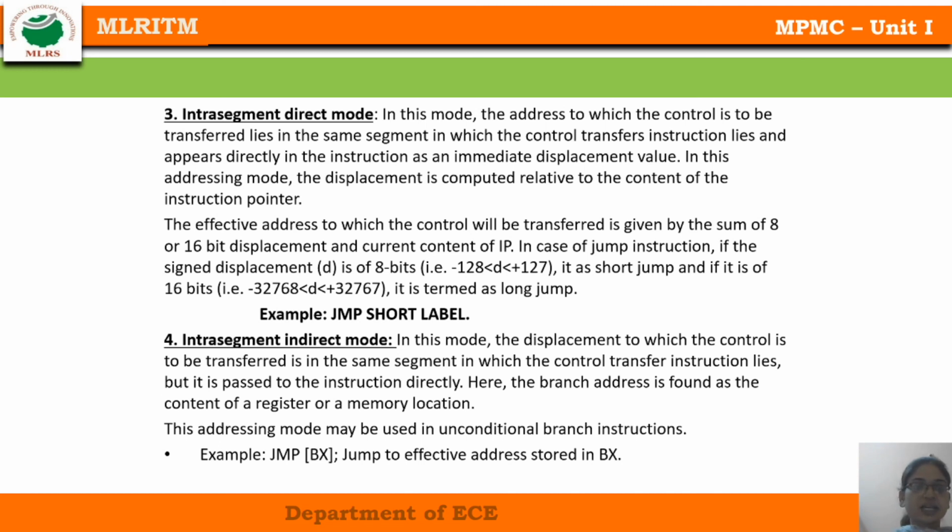Next is intra-segment indirect addressing mode. In this addressing mode, the displacement to which control is to be transferred is in the same segment as the current one, but it is passed through the instruction indirectly. Here, the branch address is found as the content of a register or memory location. For example, JMP [BX]. Content of BX is an offset address to which control is transferred.